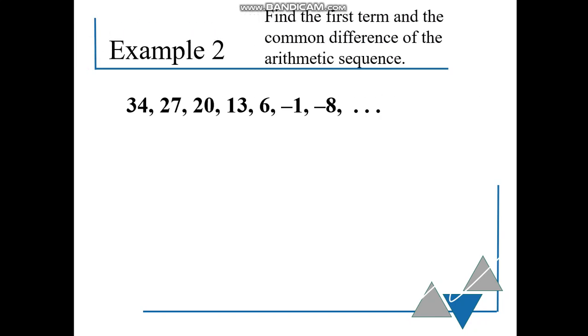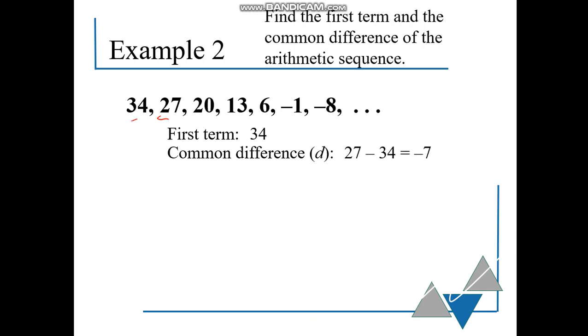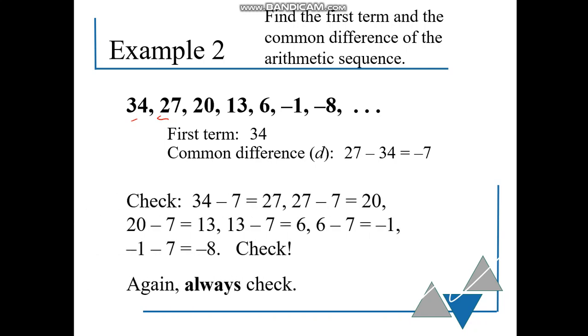Example 2. Again, let's find the first term and the common difference. Our first term is 34. The common difference is going to be 27 minus 34, which is negative 7. And that should make sense that it's a negative number. We're adding something negative because all of those numbers are getting smaller. So to check it, 34 minus 7, 27 minus 7, 20 minus 7, and so on.